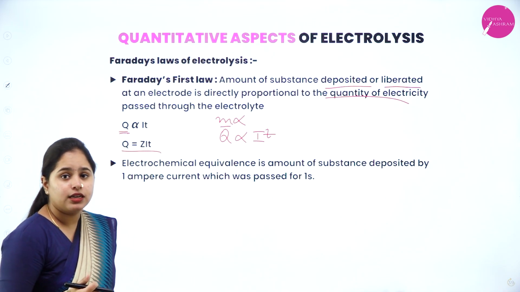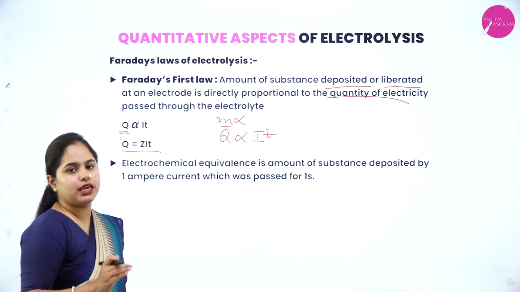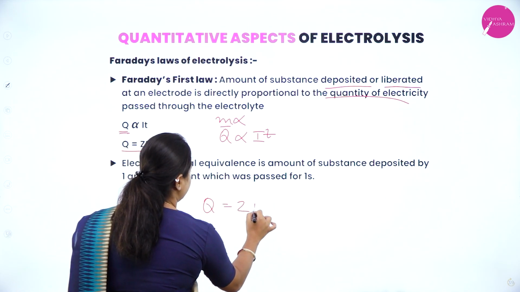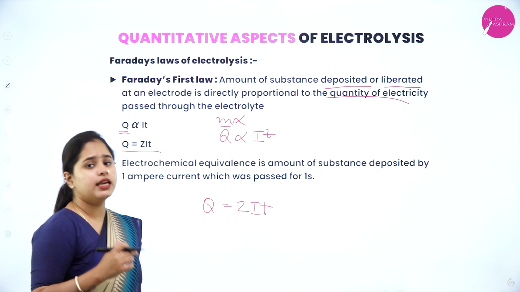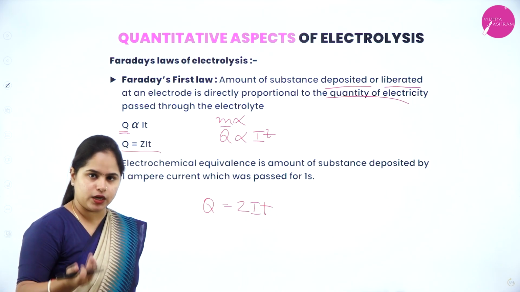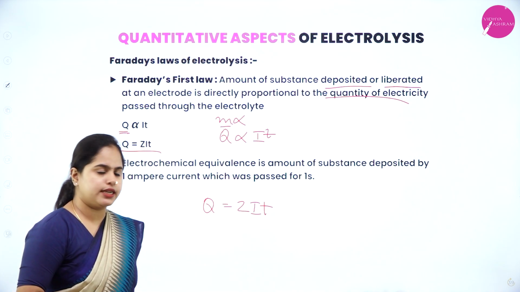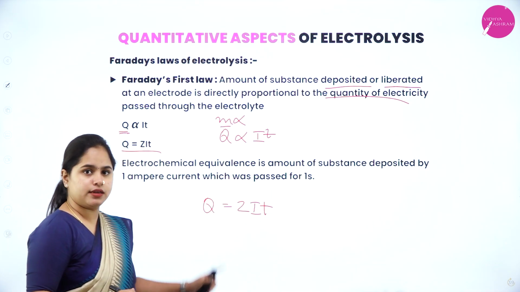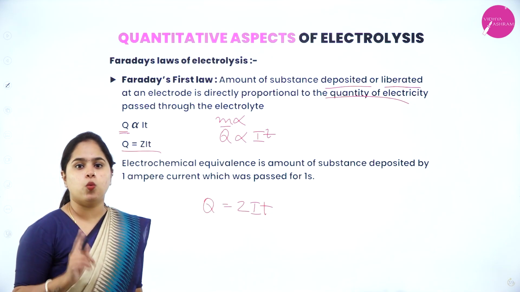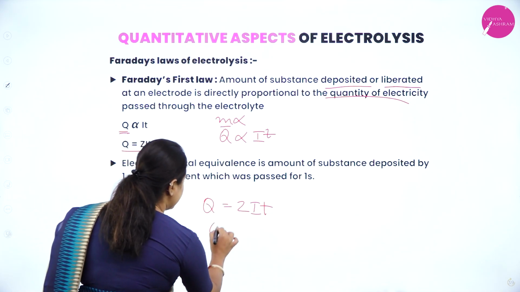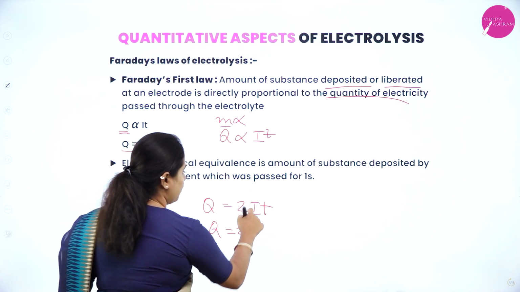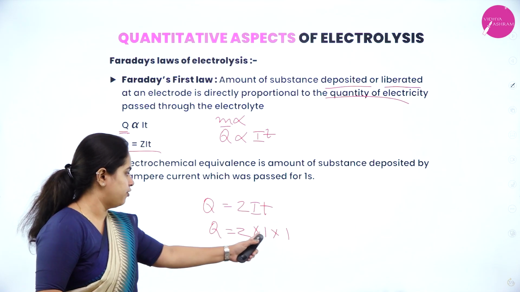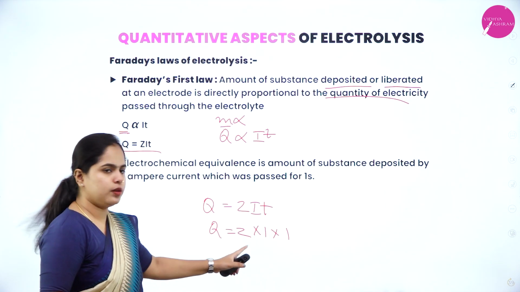So now what is Z? Z is called the electrochemical equivalence. So Q = ZIT. How can I define Z? It is the amount of substance deposited by 1 ampere current passed for 1 second. So I can write Q = Z when I is 1 and T is 1. If I and T are equal to 1, my Q will be equal to Z.